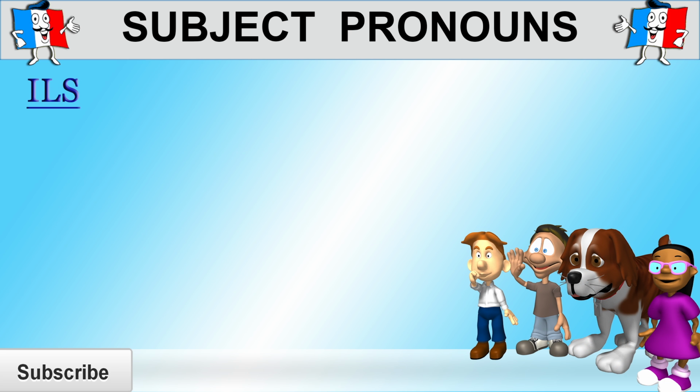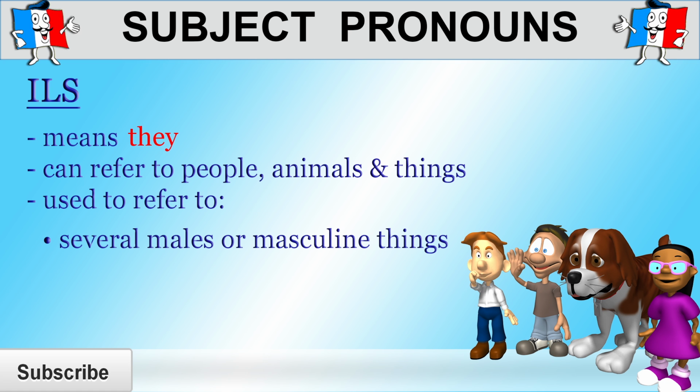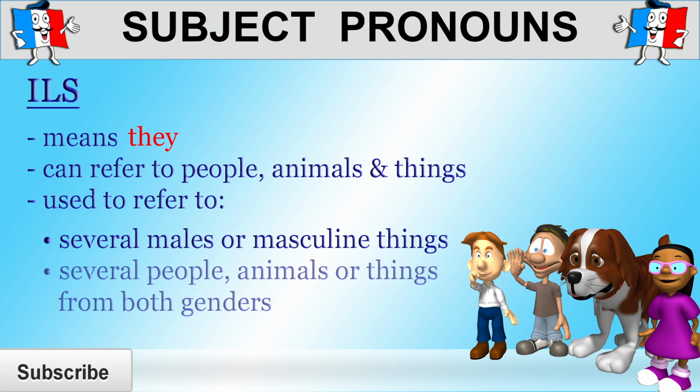Now, when should we use ils? And that's ils with an S, because the singular il and the plural ils are pronounced exactly the same. So ils with an S means they. And just like the singular form, it can refer to people, animals, and things. Ils can be used to talk about several males or masculine things, and several people, animals, or things from both genders. In other words, you would use ils to mean they if you were talking about several men, or if you were talking about a group of men and women.